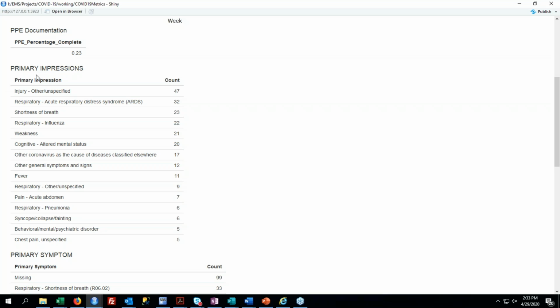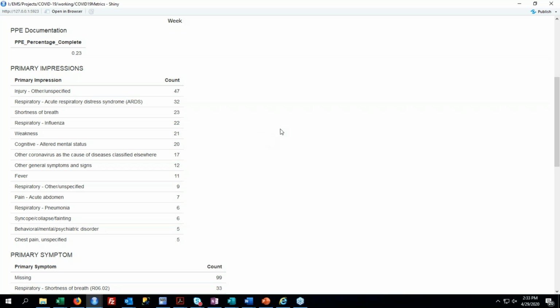So part of that may just be that folks have not filled out that field with the PPE that they are using. But it's very difficult to be able to estimate PPE usage without increasing the completeness on that field.